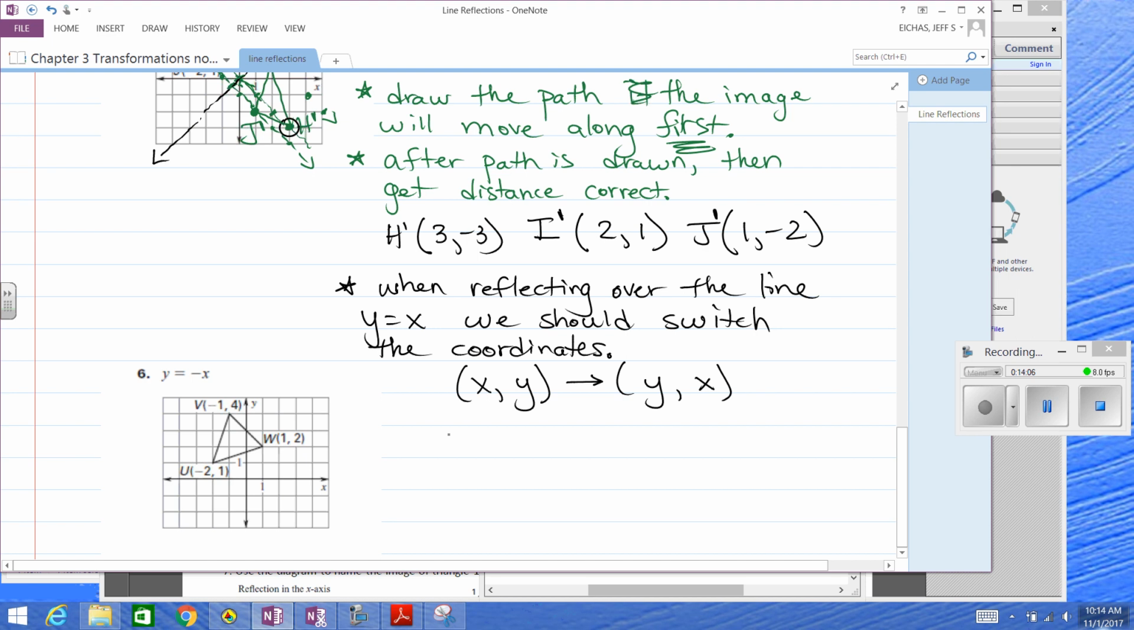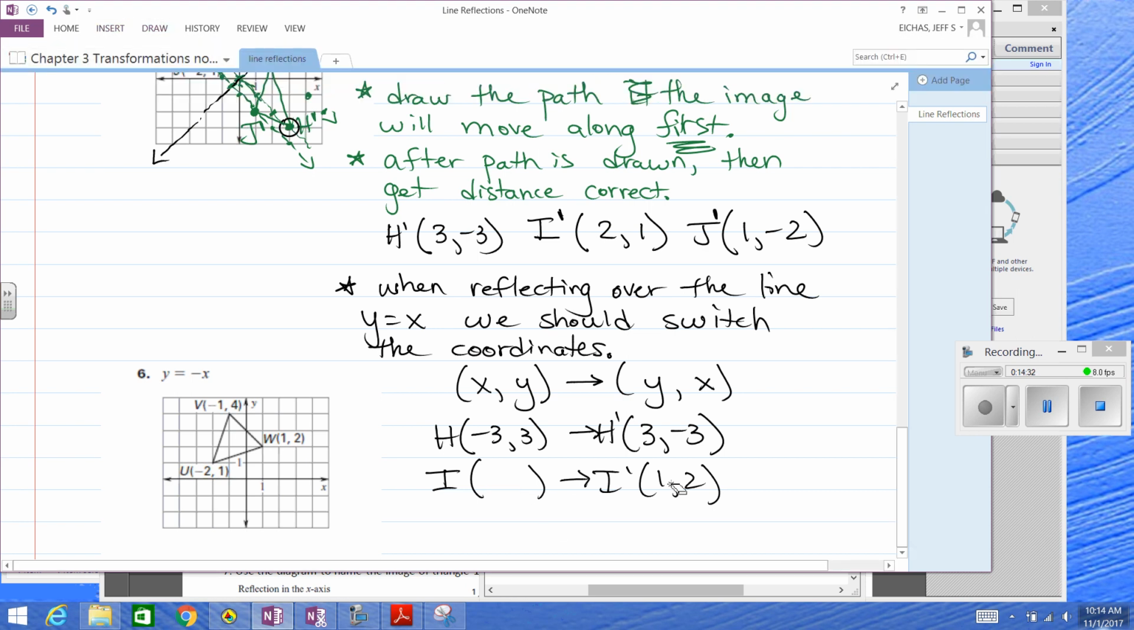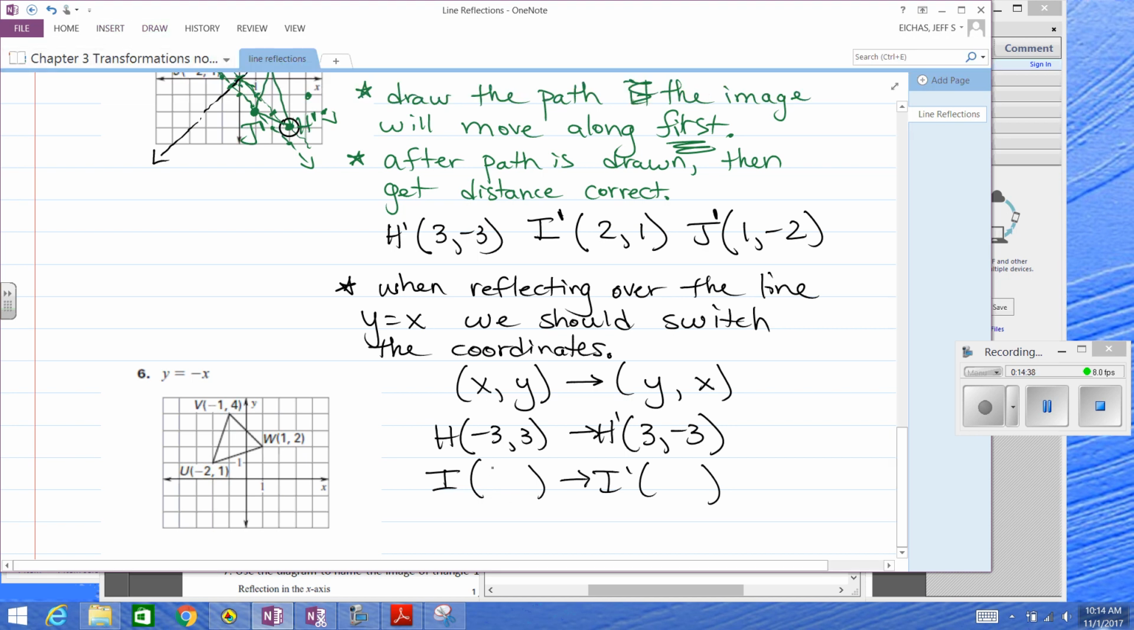When I was doing this problem, H was at -3, 3. So H prime, after reflecting over y equals x, I didn't even really look at the graph. I knew it was going to be 3, -3. For I, we'll do one more. It was 2, 1. I knew I prime was going to be 1, 2. Whoops, the other way around. My fault. Sorry. I was 1, 2, so I prime was 2, 1. And so on. But that's only for y equals x when we reflect over that line.